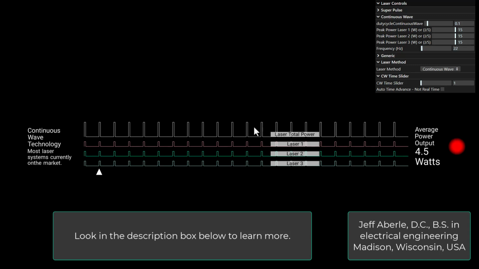But I've been through a lot of different lasers out there and sold them all except for 2 of them, which are both super pulse lasers. And there's a huge advantage to them. So I will show that in the next video.